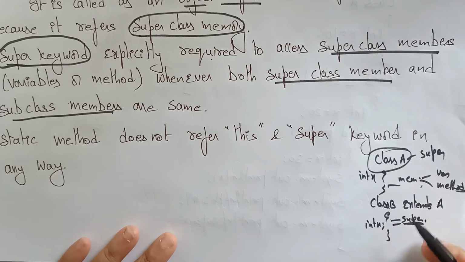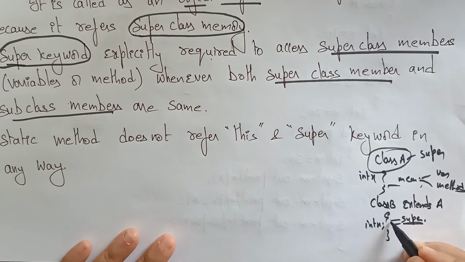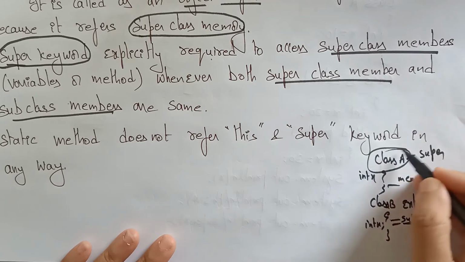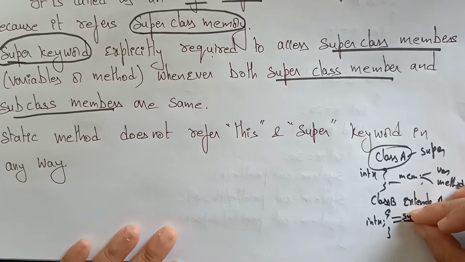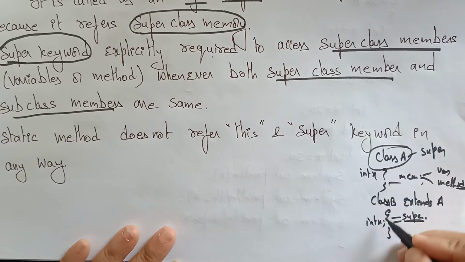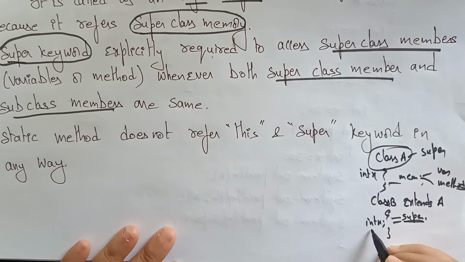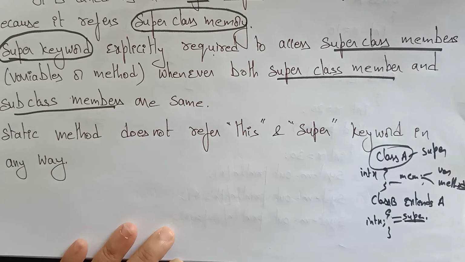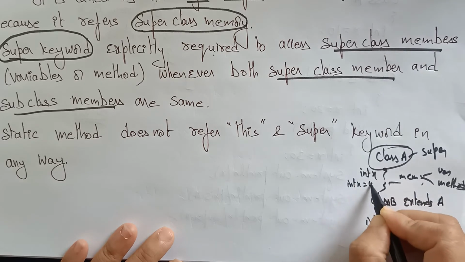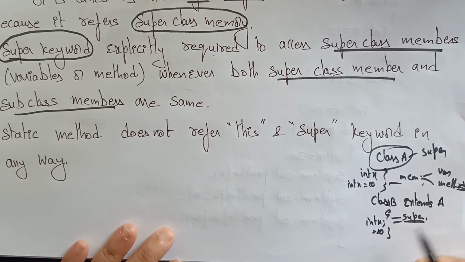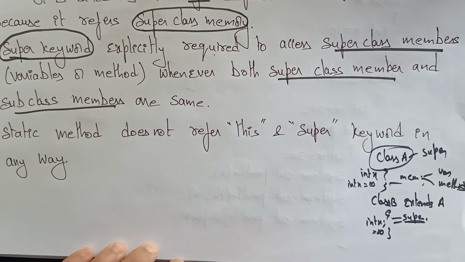Whenever the compiler executes class B, which extends class A, the class A methods will be called here. But here is int x and here is also int x. Then the compiler will get confused about which variable to use. Suppose this int x is equal to 10 and this int x is equal to 20. Then which variable's value has to be printed? The compiler gets confused.